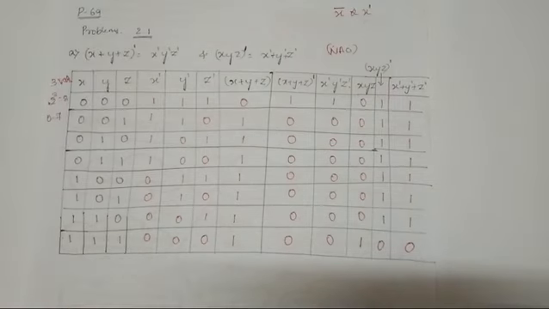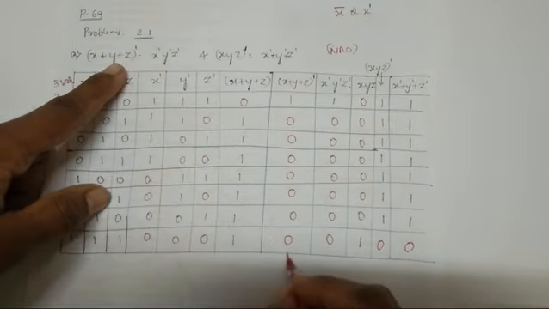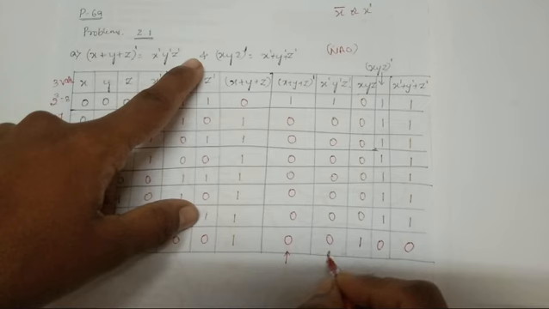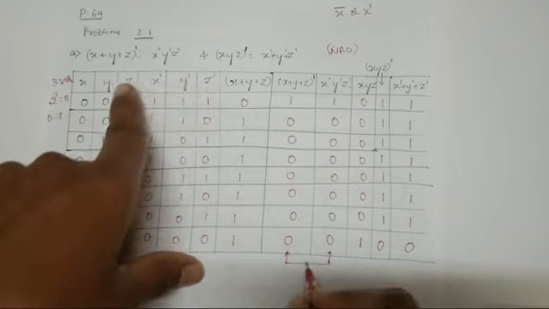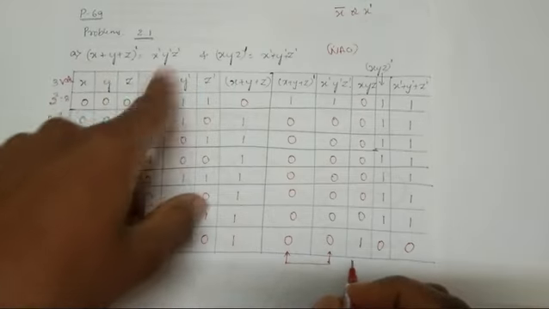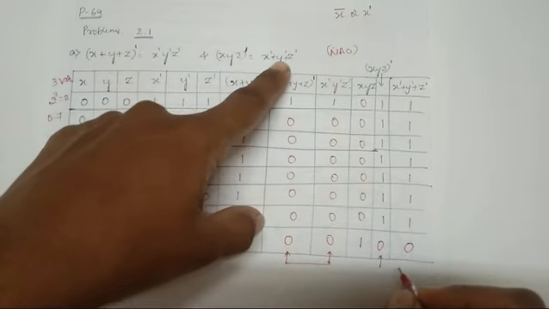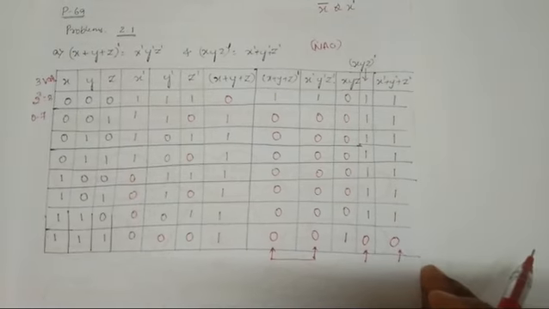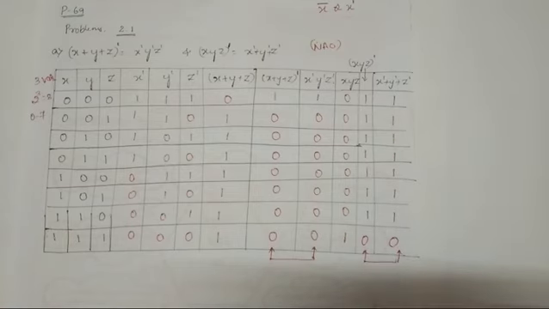Okay, you understood this? Now let us compare x plus y plus z whole bar. Okay, this column must be equal to x bar into y bar into z bar. Both these two columns are same, these two are equal, so this is proved. And x y z whole bar, this column, and x bar plus y bar plus z bar, this column. These two contents are same. Okay, so thus it is proved. Fine.